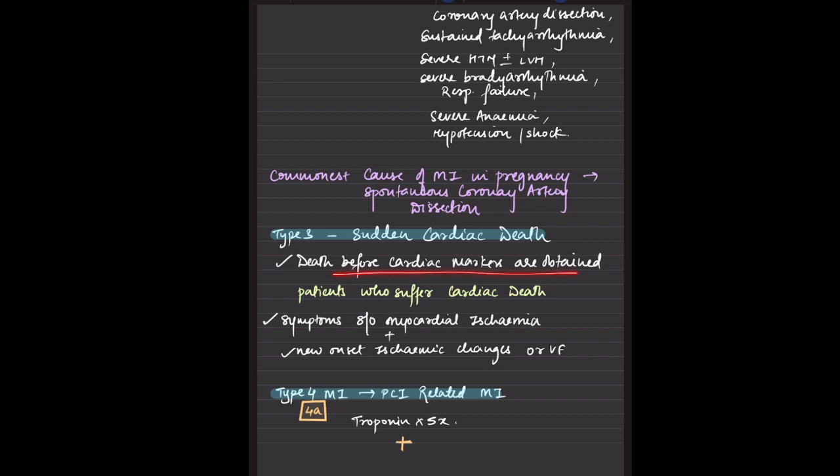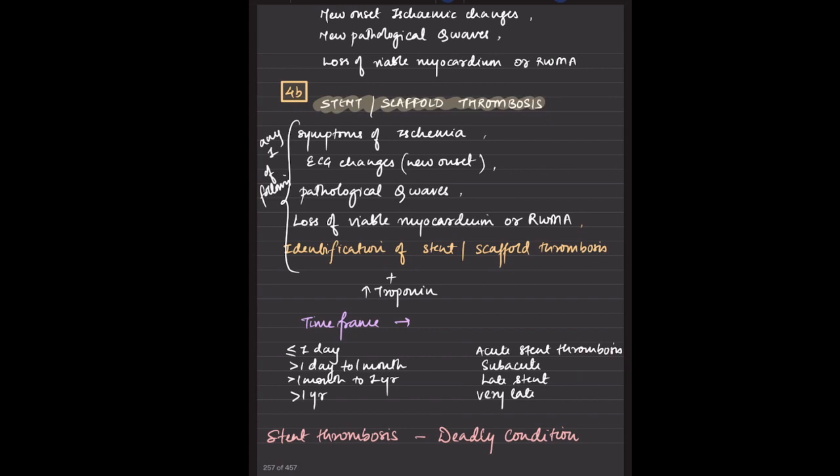So there will be death before the cardiac markers are obtained. Patient who suffered the cardiac death, symptoms suggestive of myocardial ischemia, and new onset ischemic changes on the ECG. Type 4 MI, that is PCI related. So we have 4A, 4B, 4C. 4A, that means there will be troponin levels raised. How much would be 5x? And there will be new onset ischemic changes, new pathological Q waves, loss of viable myocardium or RWMA.